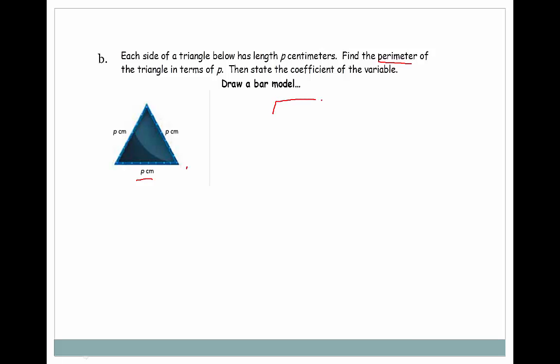So the bar model would be p, p, and p. There's 3 p's, and I don't know what the total is, so that's my question mark. So how would I write my algebraic expression? Since it's adding, p plus p plus p. Well, what does that equal? How many p's? 1, 2, 3. There are 3 p's.